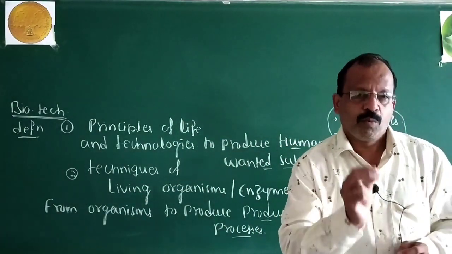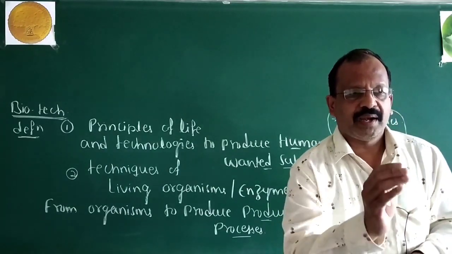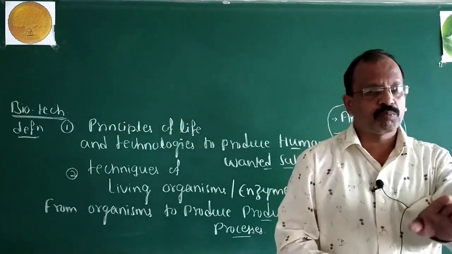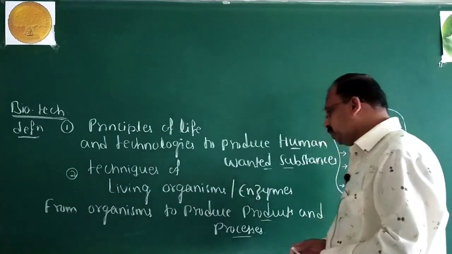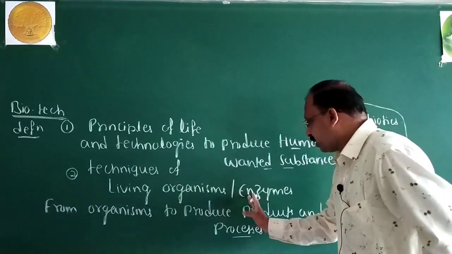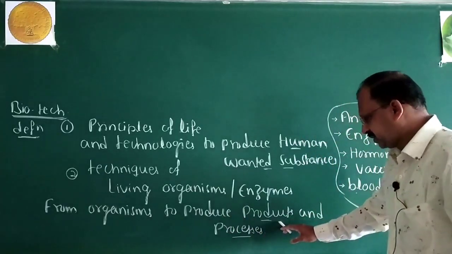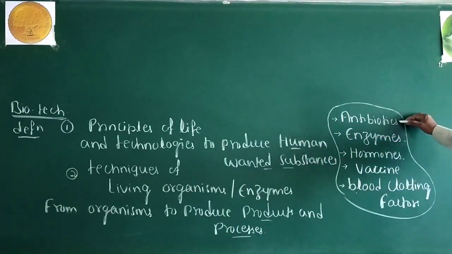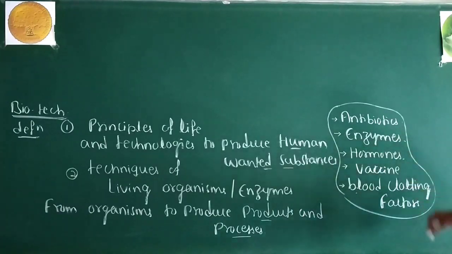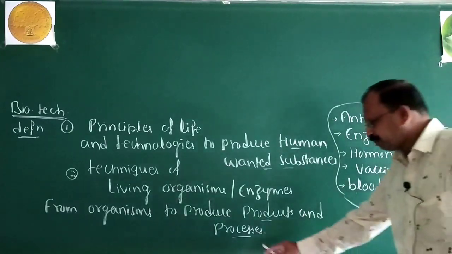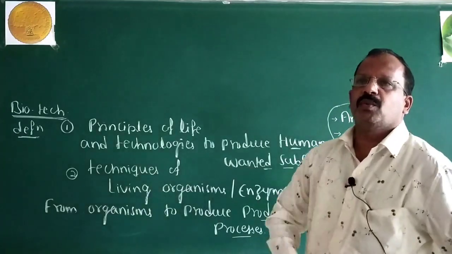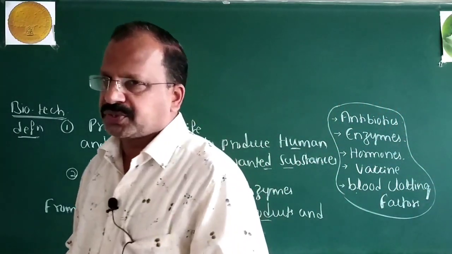In that also, both prokaryotes and eukaryotes, or enzymes from organisms, to produce products. Products include antibiotics, enzymes, hormones, vaccines, blood clotting factors, etc. Processes: I'll provide you one simple example for the process.